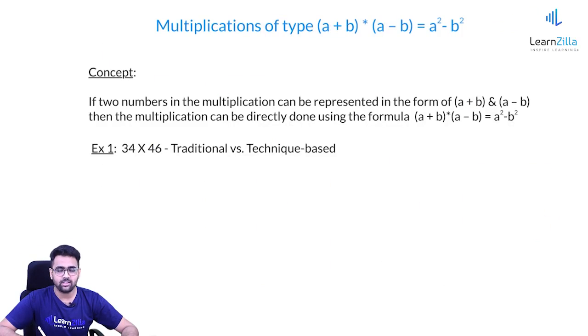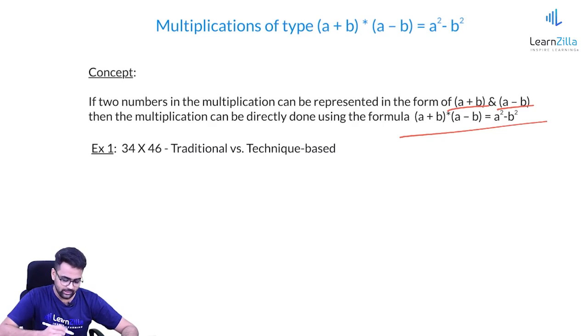So we'll be covering the first technique in the multiplication pattern. Multiplications of the type (a plus b) into (a minus b), the result being a square minus b square. So the concept here is, if two numbers in the multiplication can be represented in the form a plus b and a minus b, then the multiplication can be directly done using the formula a square minus b square.